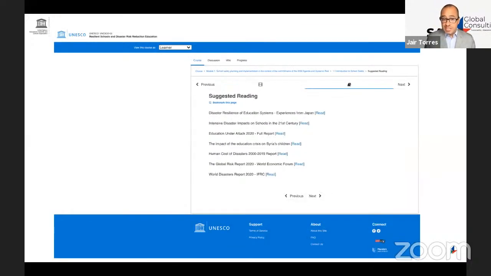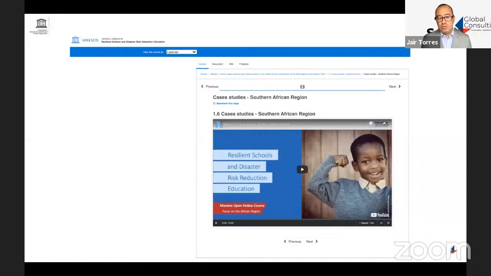Then we'll have suggested readings, some readings that we consider important for you to try to understand the different elements that support that specific module. And at the end of each module, we're going to try to include some case studies particular to the Southern African region.